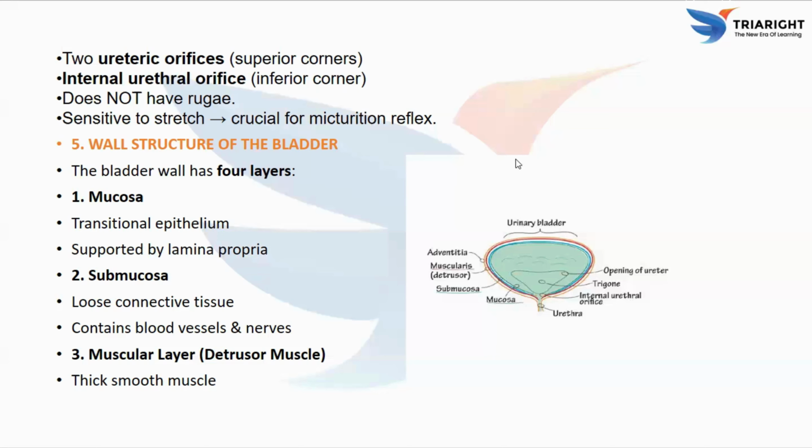And here you can find the picture, the wall structure of the urinary bladder. The first here is the mucosa layer, the second submucosa, the third muscular layer and the fourth layer is adventitia. And this is the opening of the ureter at the right side.